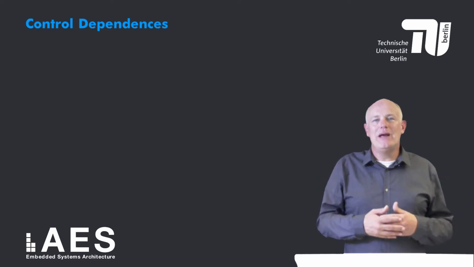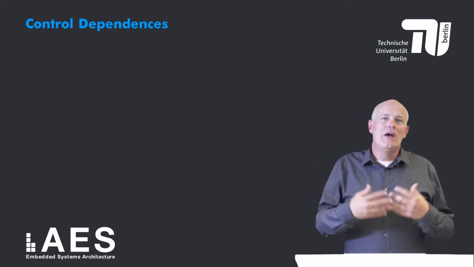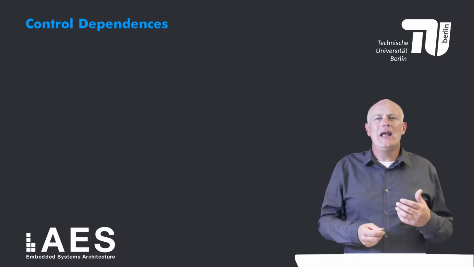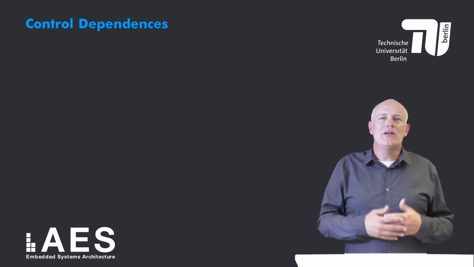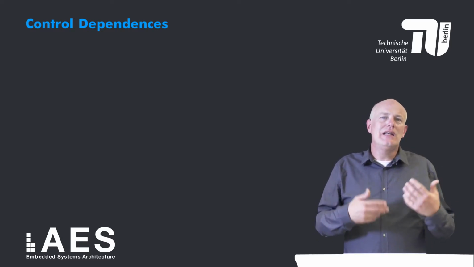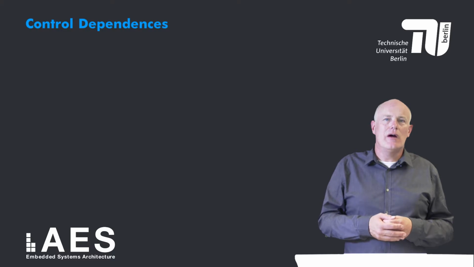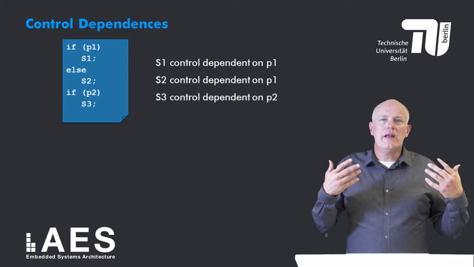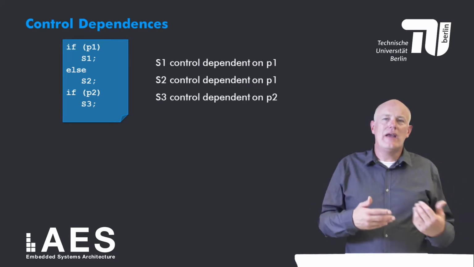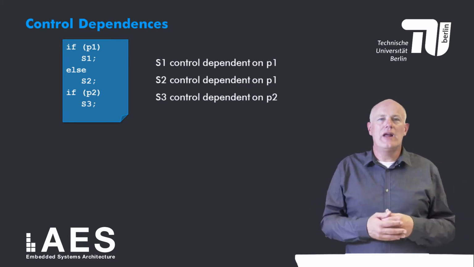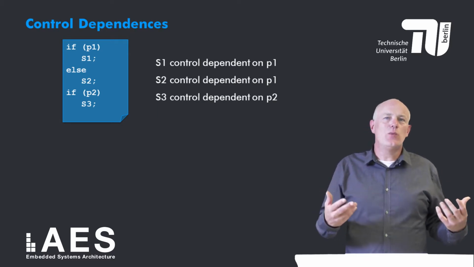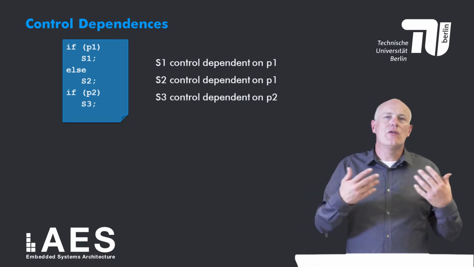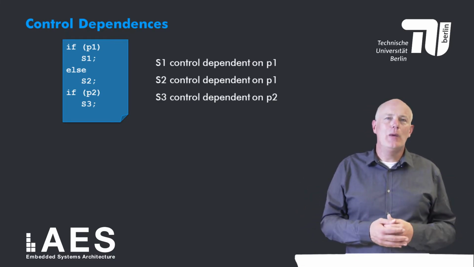The third type of dependence is control dependence. A precise definition of control dependence is not easy, but informally, a statement S is control dependent on a predicate if the predicate determines if the statement is executed or not. Here's an example. If P1, then S1, else S2. If P2, then S3. In this example, statements S1 and S2 are control dependent on P1, and statement S3 is control dependent on P2, but not on P1.